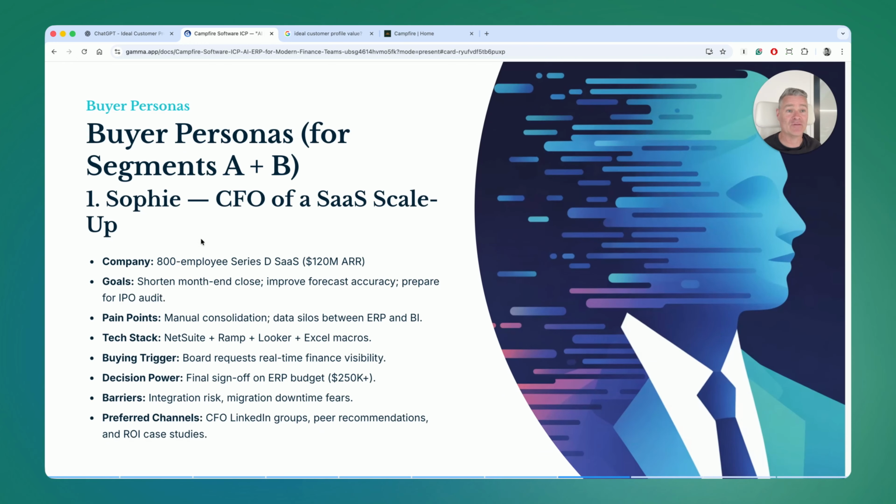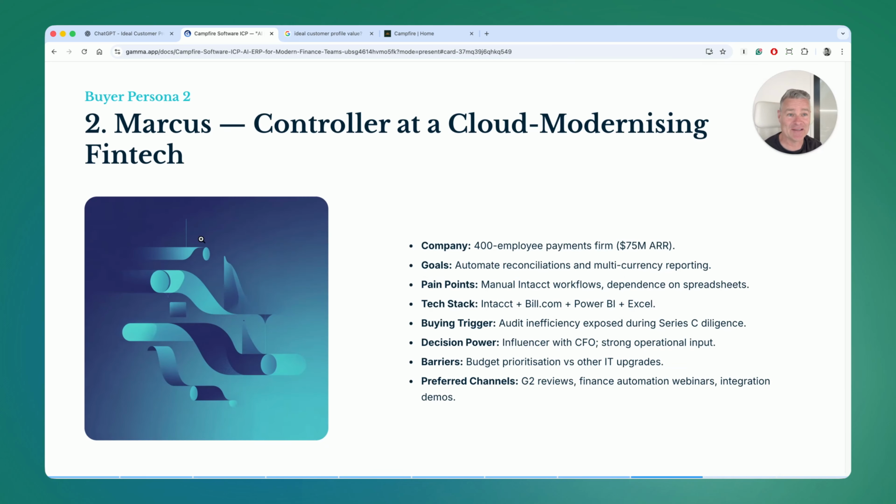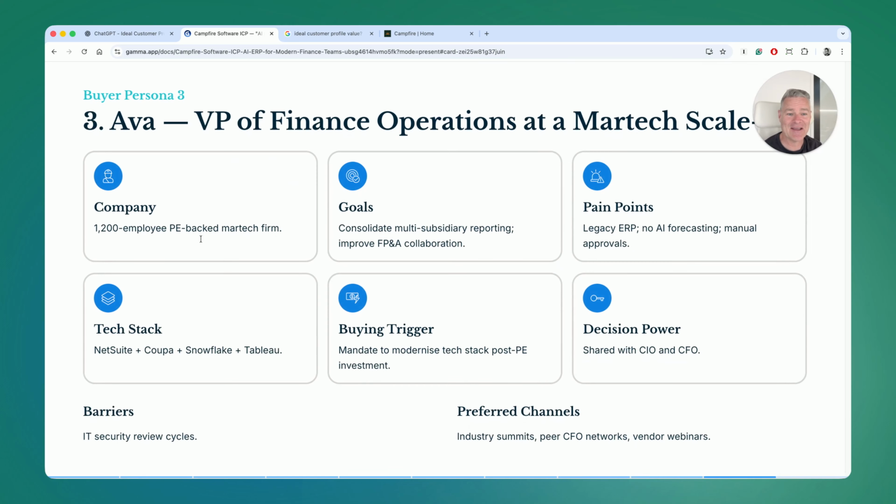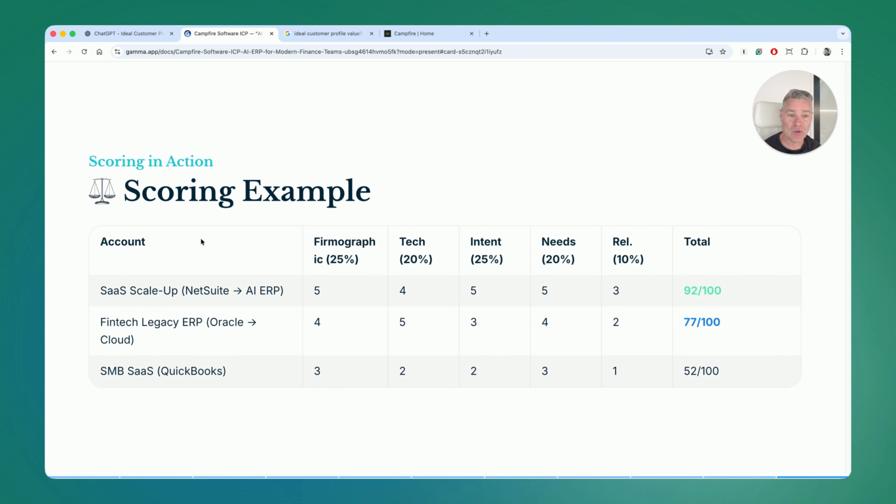So now that you've got that, what do they look like? They look like Sophie. She's the CFO of a SaaS scale-up. So you get this picture, you see her goals, you see her whole profile. This is invaluable stuff. But this is just one persona. The tool creates more personas, and it creates Ava as well. So as you can see here, you've now got this real picture of your customer. You score them, you weigh it all up, and you're able to say, hey, if we've got a SaaS scale-up that's using NetSuite, this is beautiful.